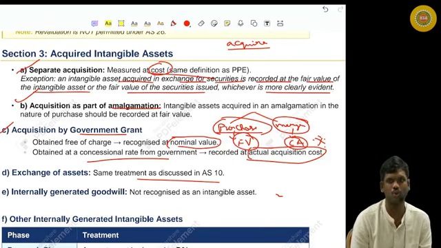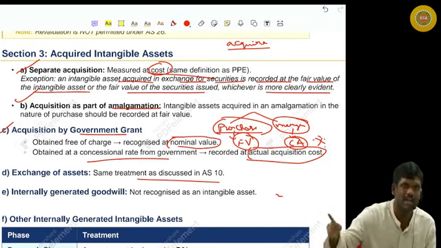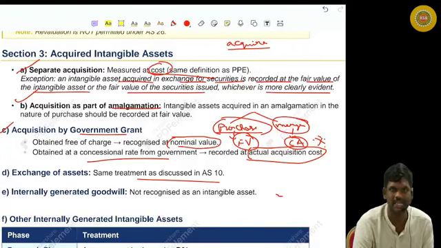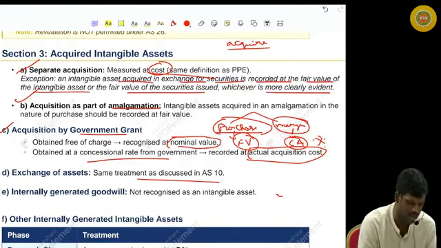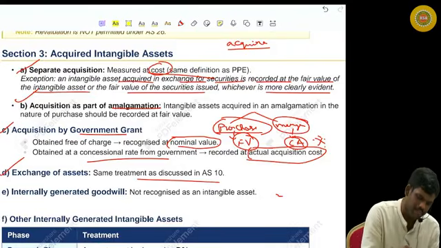So then what we should do, whatever is the carrying amount of the intangible asset that you have given up, that will become the carrying amount of the intangible asset that you have acquired. Okay. So this is on exchange of assets.